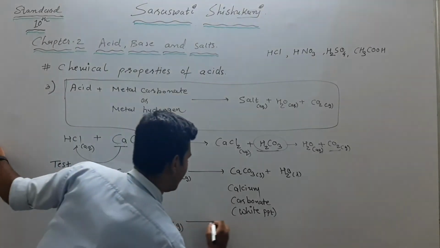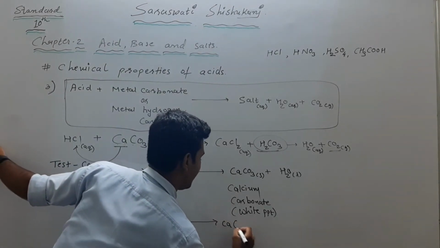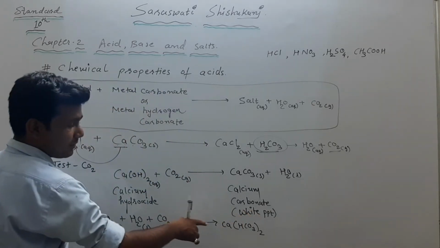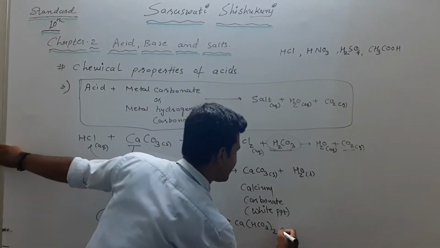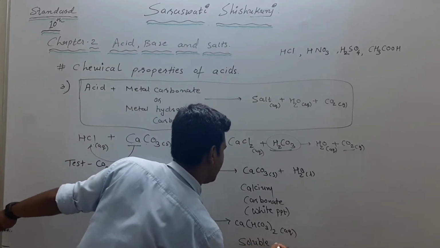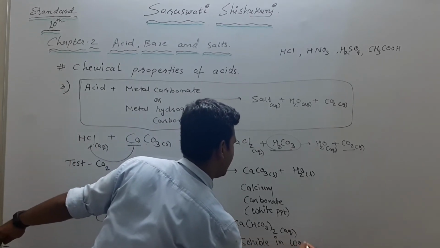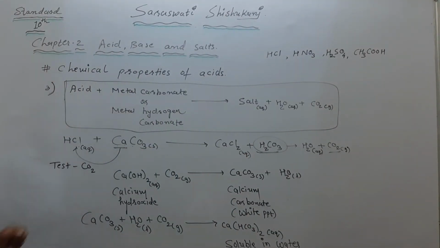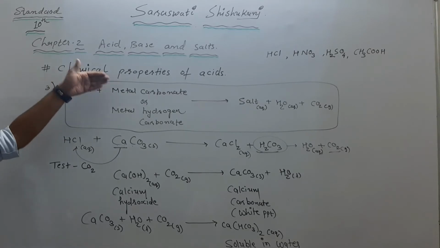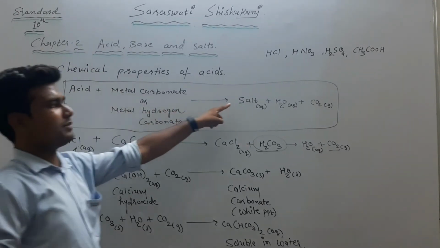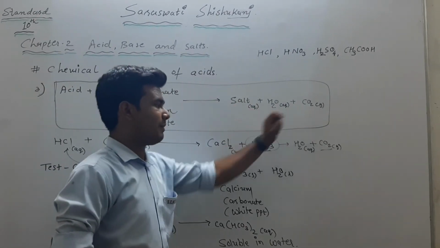It will give us Ca(HCO3)2 twice. That is calcium bicarbonate, and this calcium bicarbonate will be soluble in water. So this way, this is our third chemical property of acid. When acid reacts with metal carbonate or metal hydrogen carbonate or bicarbonate, it gives us salt, water and carbon dioxide.